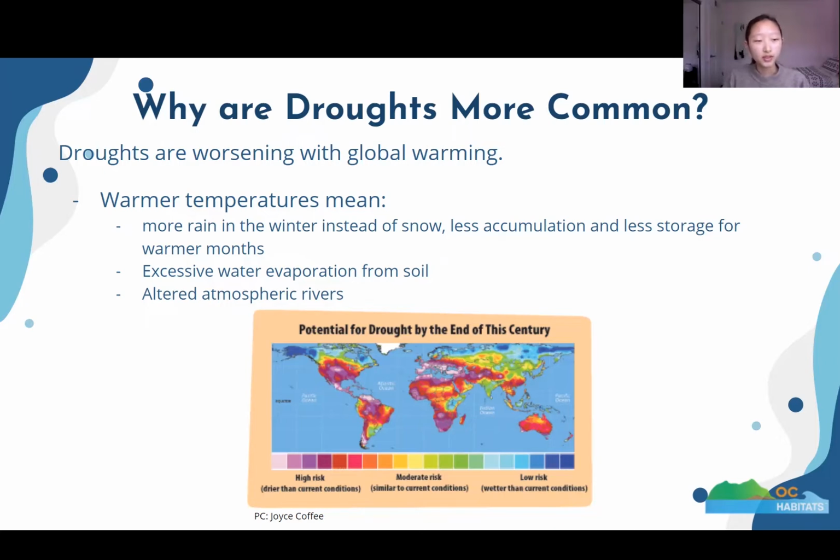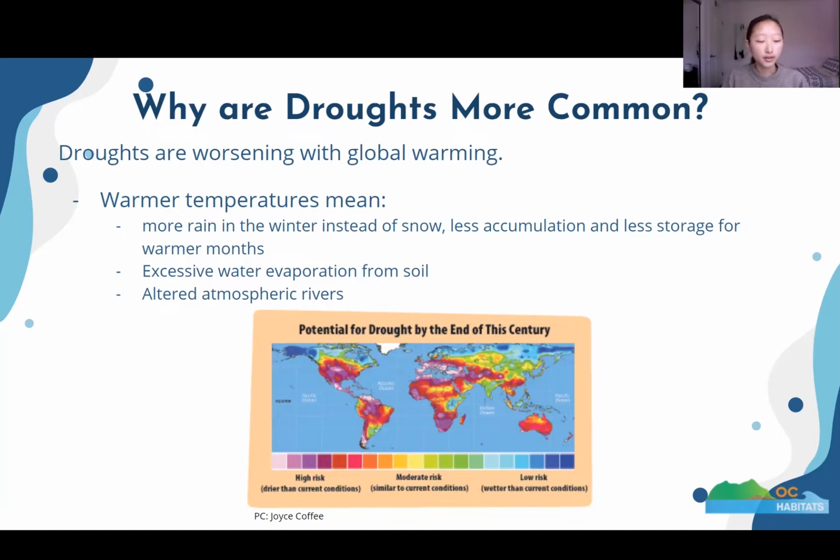It also leads to altered atmospheric rivers, and atmospheric rivers are these long, narrow regions in the atmosphere, like rivers in the sky, which carry a lot of water vapor out of tropical regions. Atmospheric rivers are important because they help end dry years with occasional periods of very heavy rainfall. About 33 to 40% of our past droughts have ended due to these atmospheric river storms.